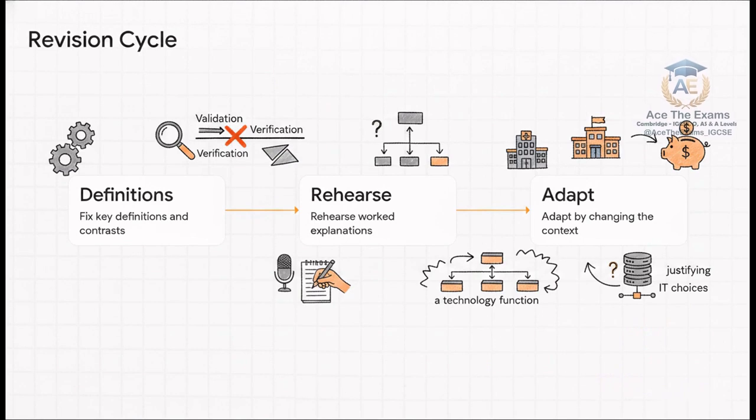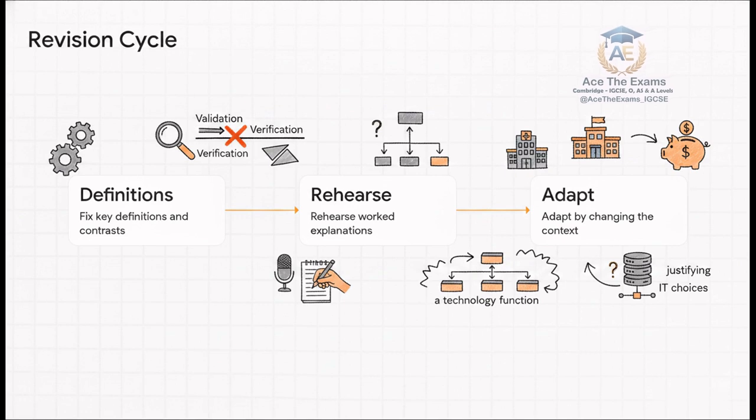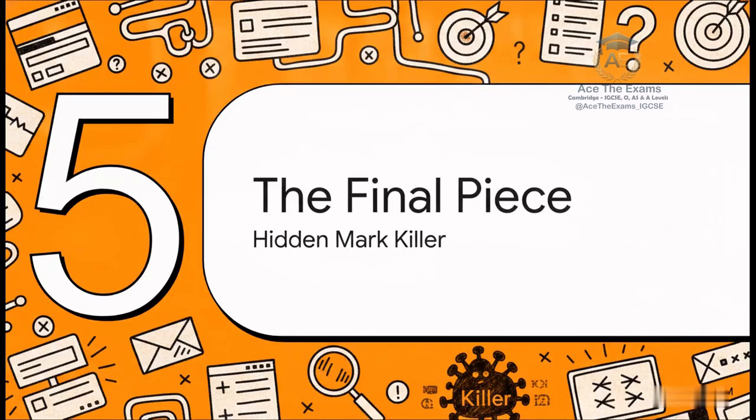First, fix your key definitions and contrasts. You have to know the difference between validation and verification cold. Second, rehearse your worked explanations. Actually practice writing out the steps of how the tech functions. And third, adapt by changing the context. You've got to be able to justify your IT choices whether the exam throws a hospital, a school, or a bank at you. Which brings us to Section 5, the final piece, the hidden mark killer.